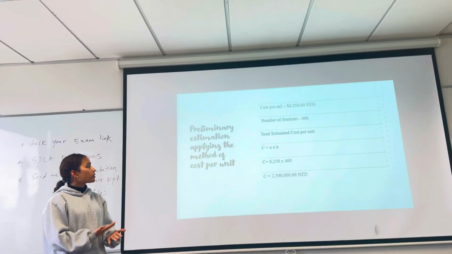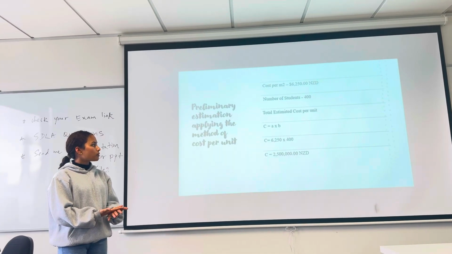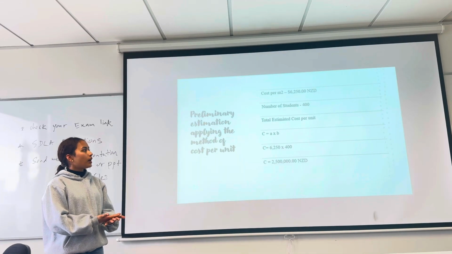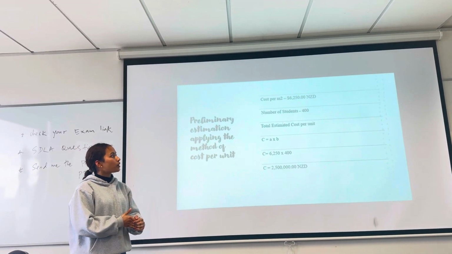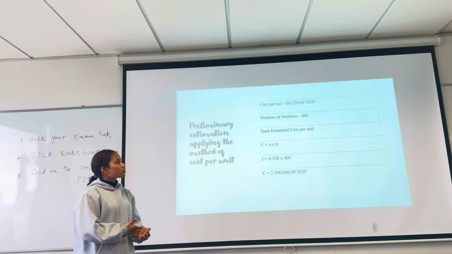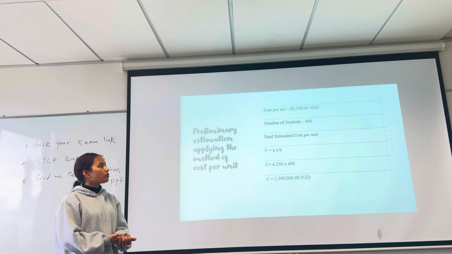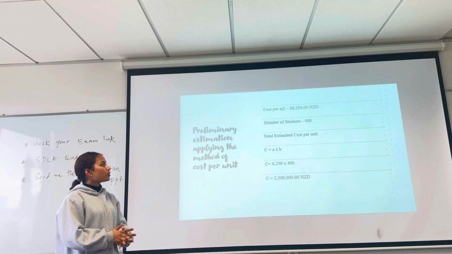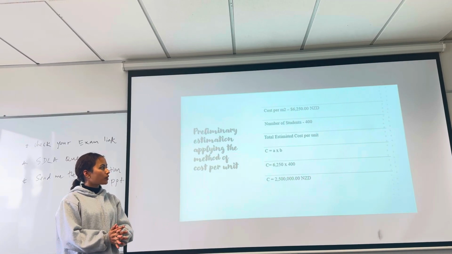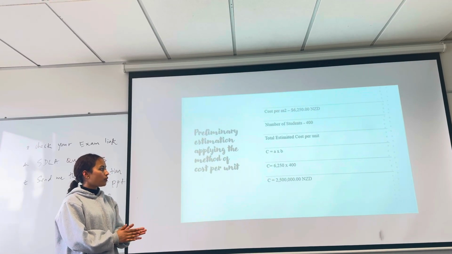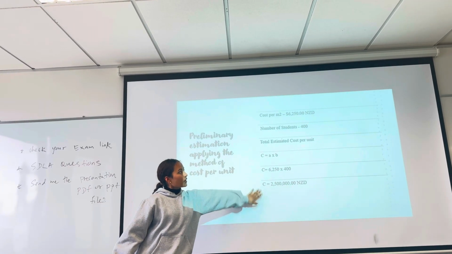For the preliminary estimation applying the cost per unit method, I have a small example. For the cost per unit, I used 6,250 from the QV builder rate, and I put the number of students as 400 for now, and it gives this value.